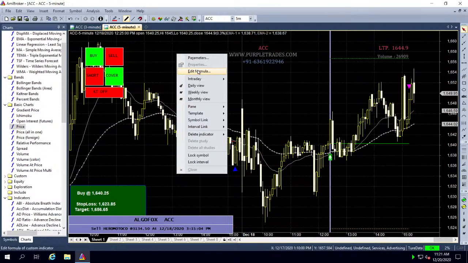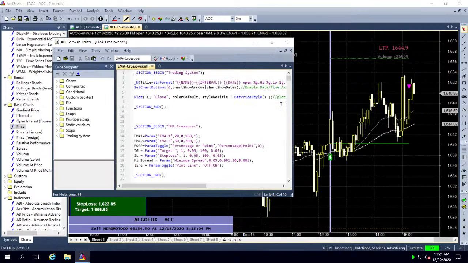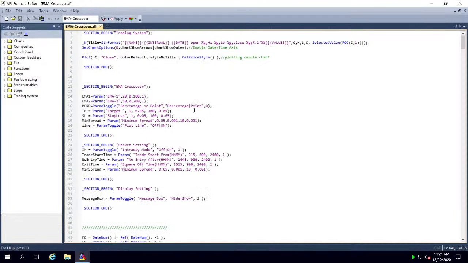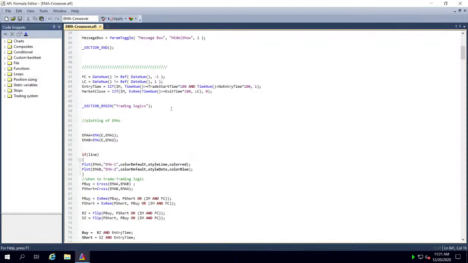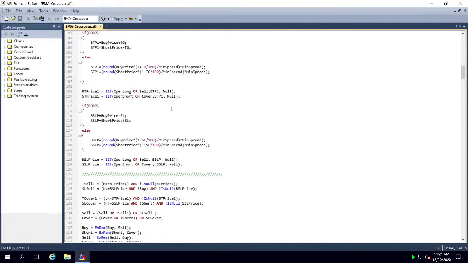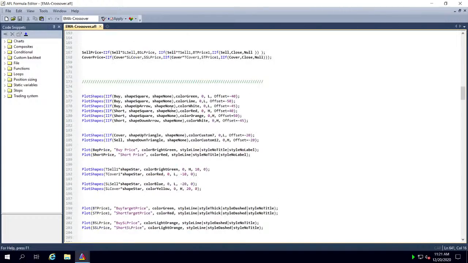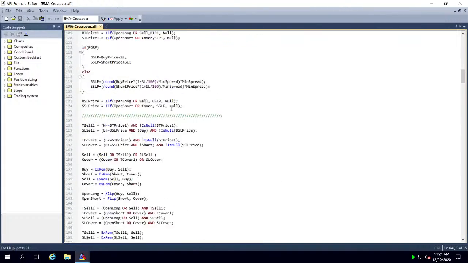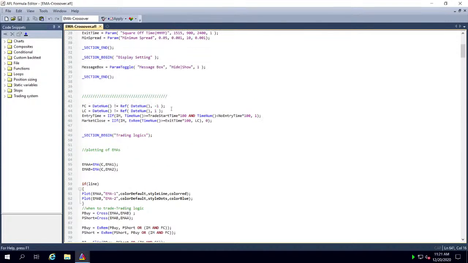AFL is Amibroker Formula Language. I'll just show you the formula. So this is how the formula looks. This language is almost similar to C++, where we have used if, else, for loops to create the strategy. So you can go through the Amibroker documentation to understand.